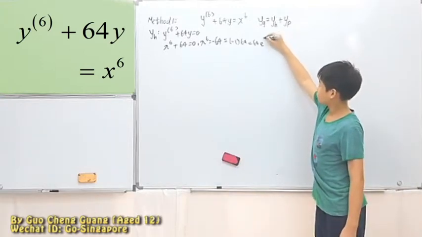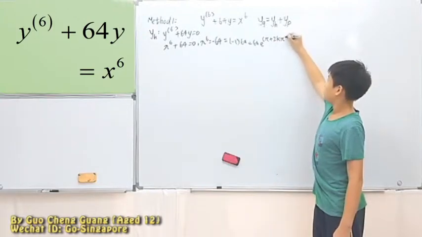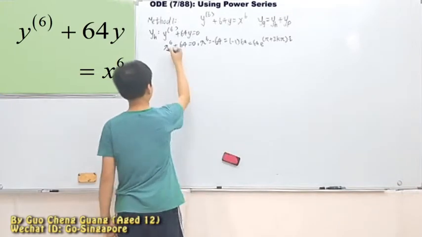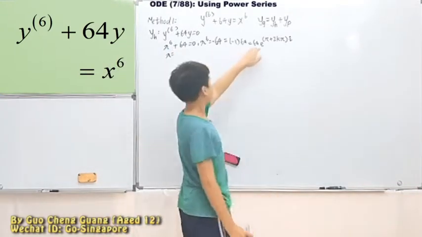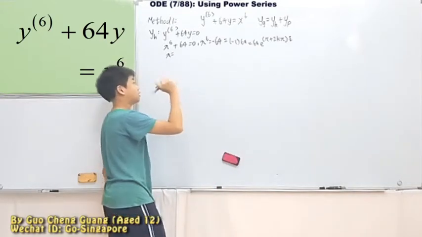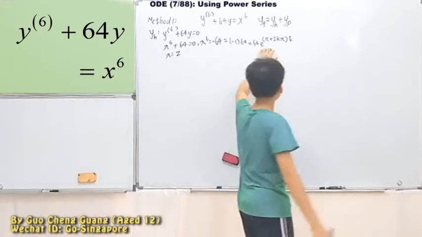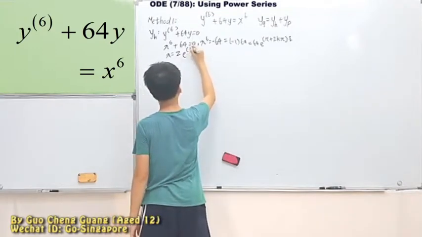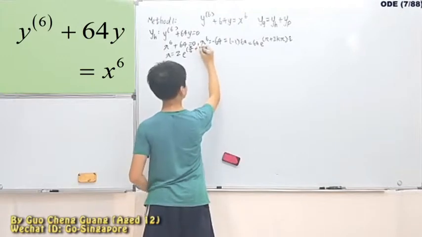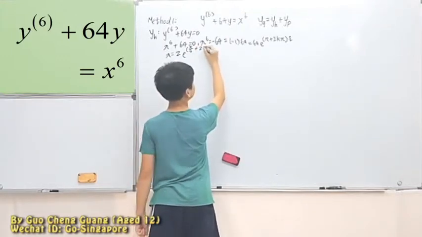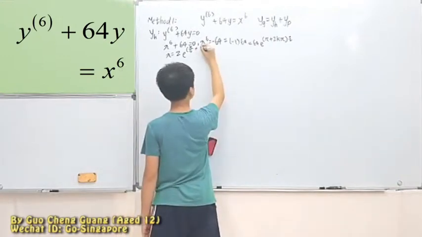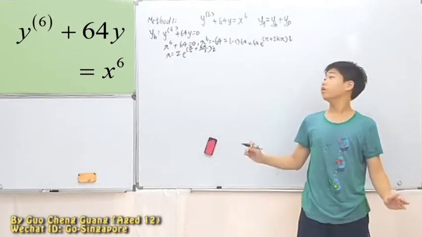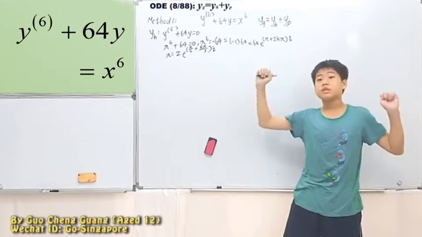Okay, so we can write it like this. Then for the next part, we will be finding lambda. The sixth root of 64 would be 2. Then e to the power, that means just the angle divided by 6. Then after that, we'll just have to check for k. Since this is to the power of 6, there will be 6 roots.